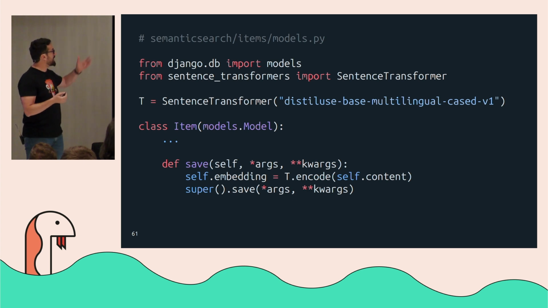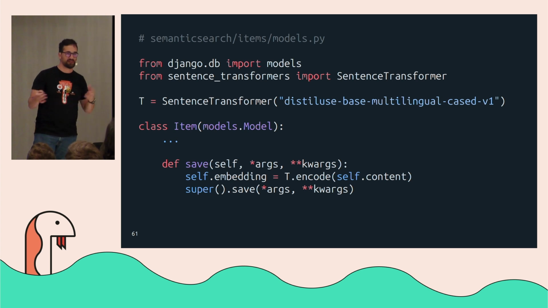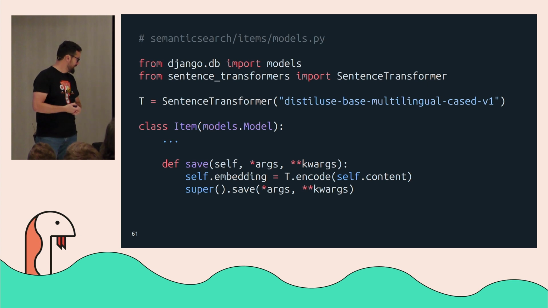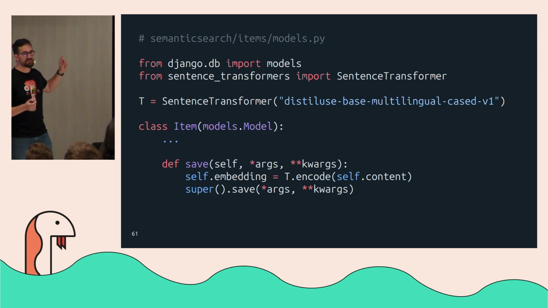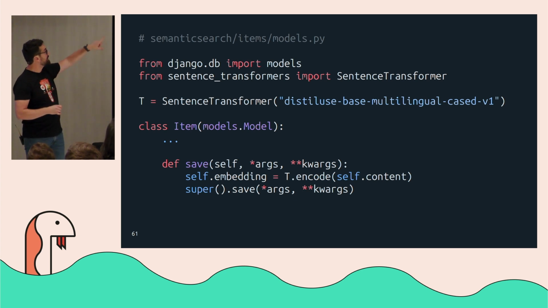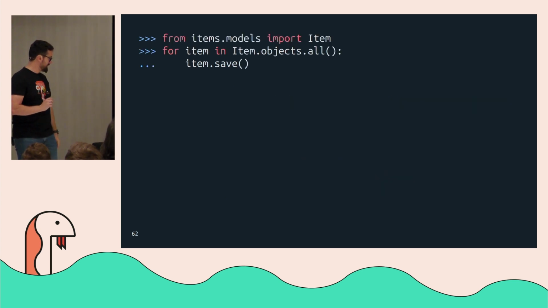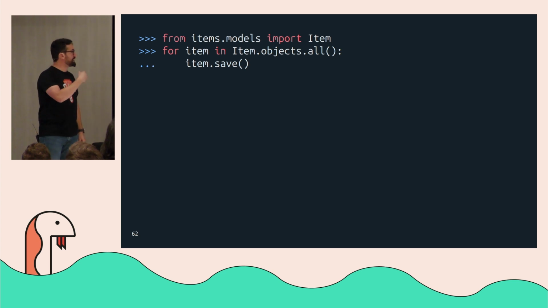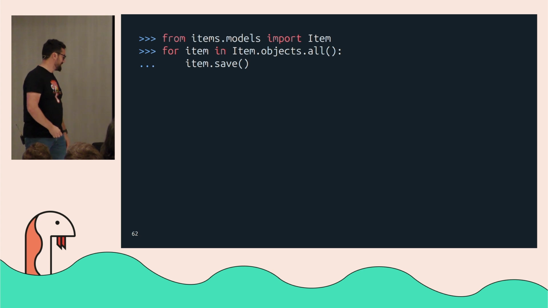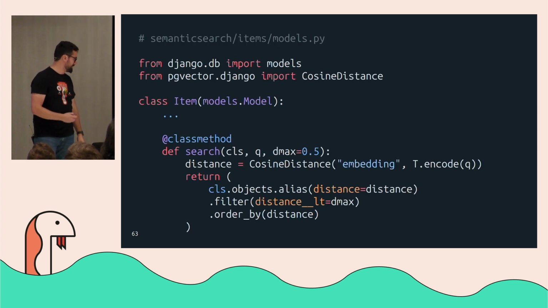There are more models. I used here a multilingual version because I'm doing some experiments with Italian and other languages. And in this case, you need something specific for that. I only customized the save method for the item, transforming the self content using the sentence transformer and storing it in the embedding column. I updated all the item instances using a for cycle, but you can do it in a different way.